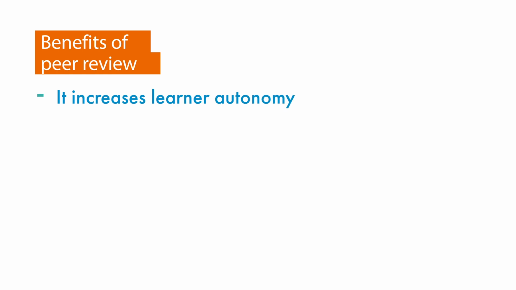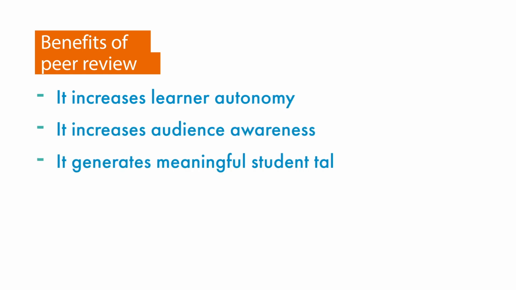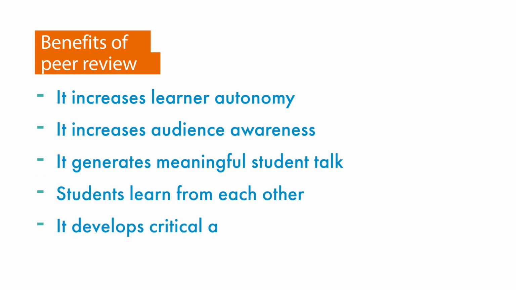According to Morgan, here are some benefits of peer review. It increases learner autonomy, it increases audience awareness, it generates meaningful student talk, students learn from each other, it develops critical awareness, and it's pitched at the learner's level. Peer review can be done in class during the lessons or as part of homework, and online tools like Google Docs and Padlet can make the peer review process viable even if students are socially distancing or working online.